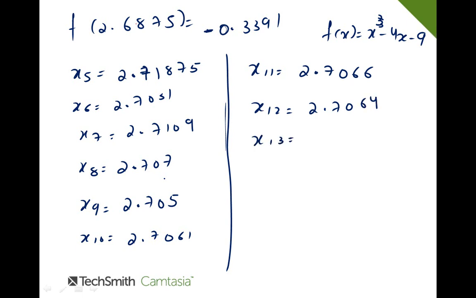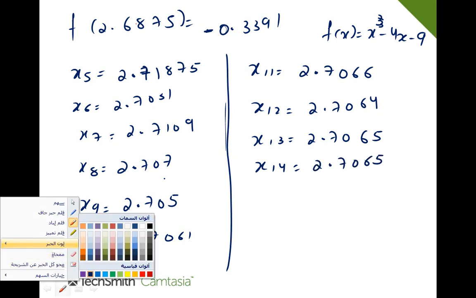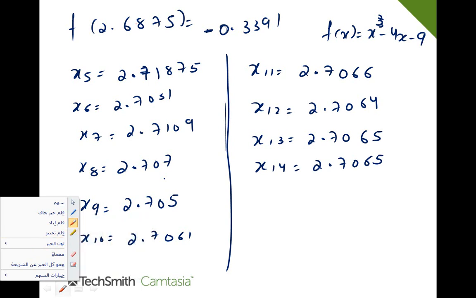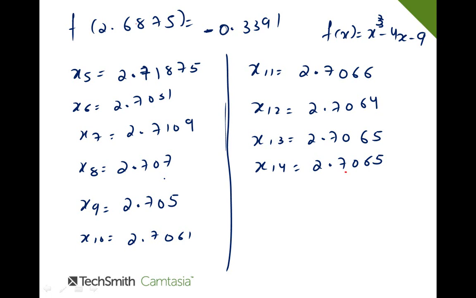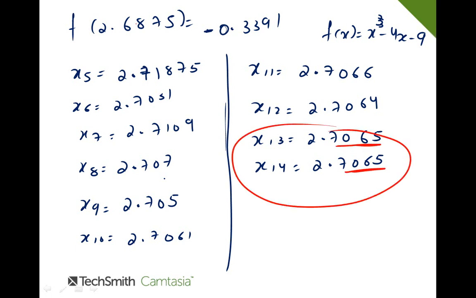x13 will be 2.7065. x14 will be 2.7065. Great. Of course, I know that the numbers might be a little bit longer, but I'm only concerned with 4 decimal places. So these 4 decimal places are the same as these 4 decimal places. So you can stop here and say that this is your final answer.